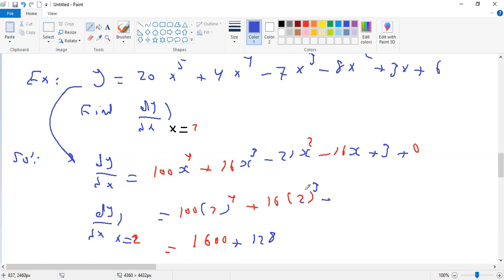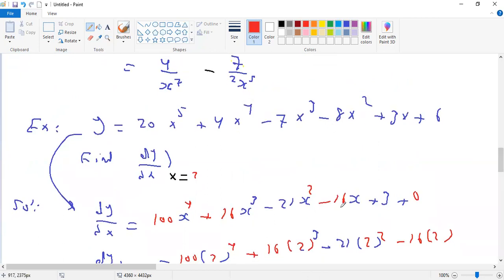Now minus 21 x squared. The x is 2, and squared is 4, and 4 times 21 is 84. And minus 16x, where x is 2, it will be negative 32, and plus 0. So I'm repeating again: 5 times 20 is 100, x to the power 4; 4 times 4 is 16, x cubed; 3 times 7 is 21, 3 minus 1 is 2; and here 2 times 8 is 16, and 2 minus 1 is 1; 3x is 3.